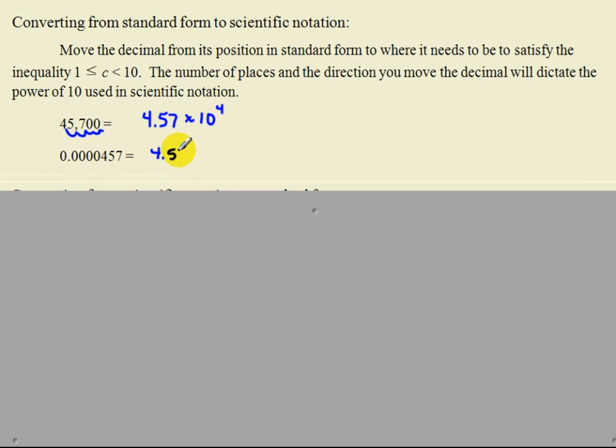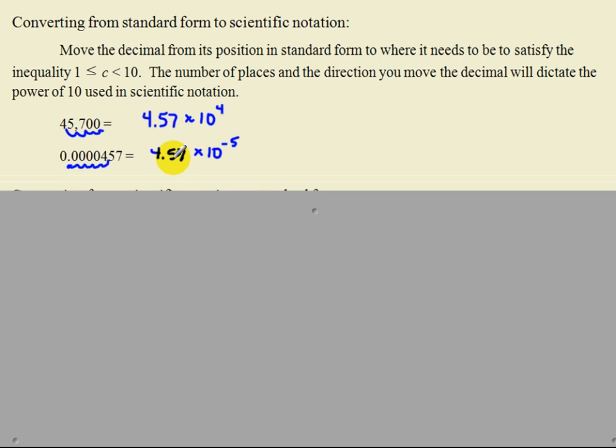In the second case, we still have our first non-zero number is 4, so we put the decimal after the 4, and we still get 4.57. But now we look at where the decimal is in scientific notation, and we have to go to the left to get to standard form. We go 1, 2, 3, 4, 5 places to the left, so we have negative 5 as an exponent.